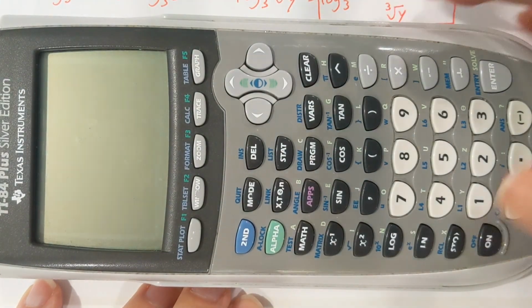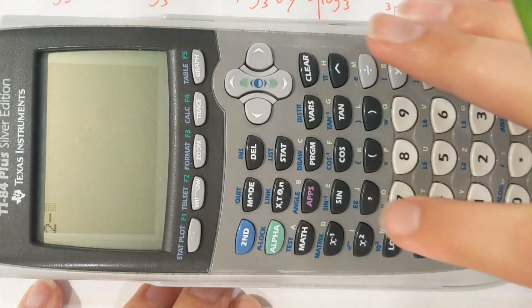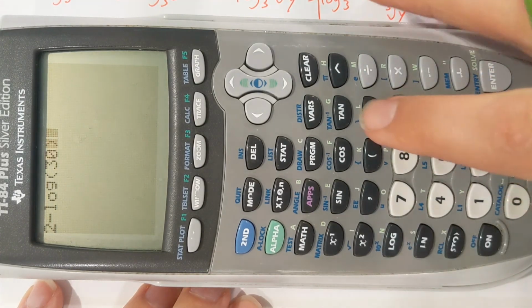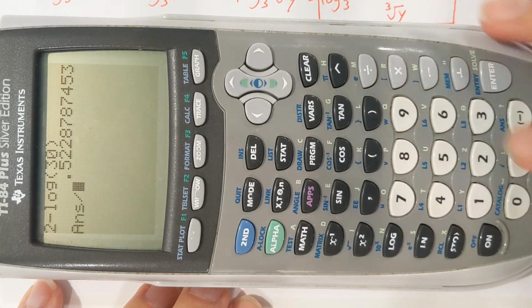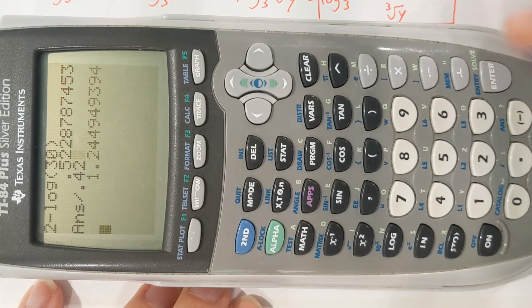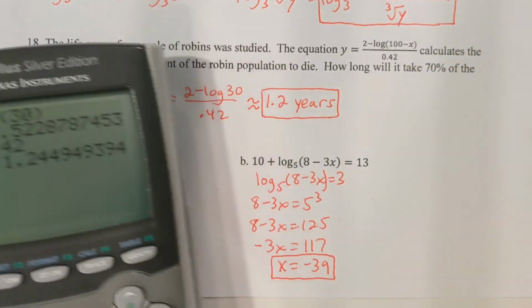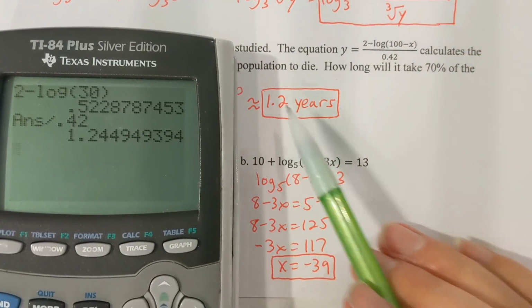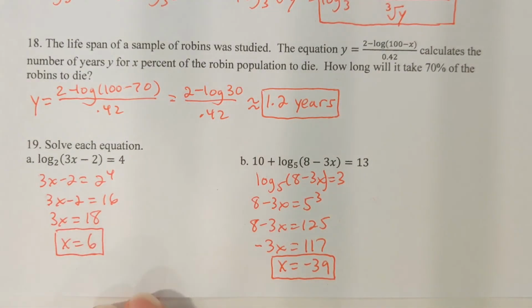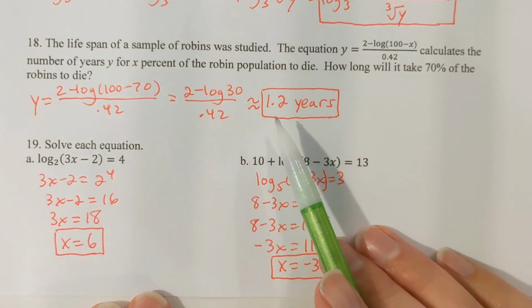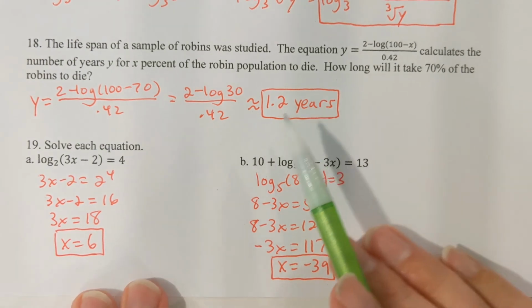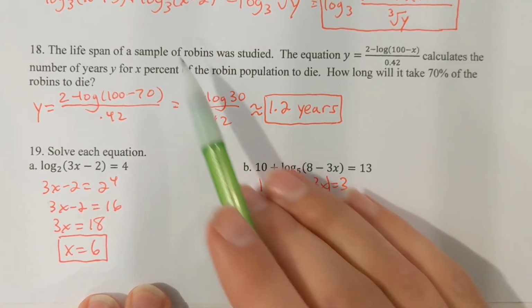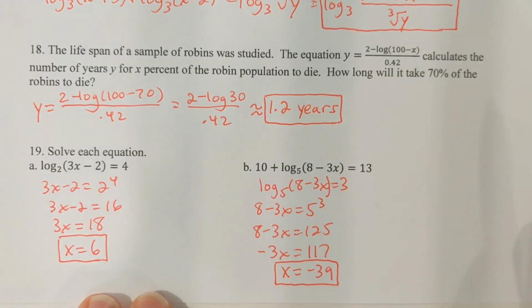And so now you can go to the calculator and type this in. We got 2 minus log of 30, and then divided by 0.42. I'm getting 1.2, if you go nearest 1 decimal on that. So roughly after about 1.2 years have gone by, 70% of the original robin population would have died off there.